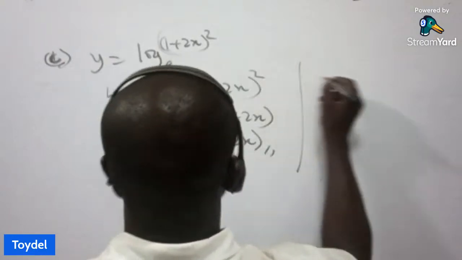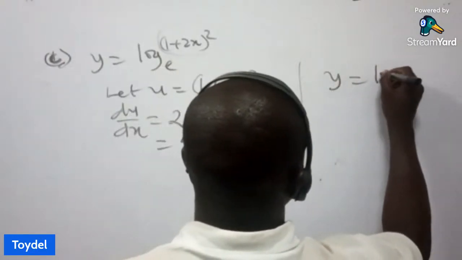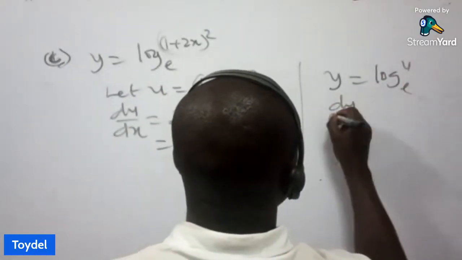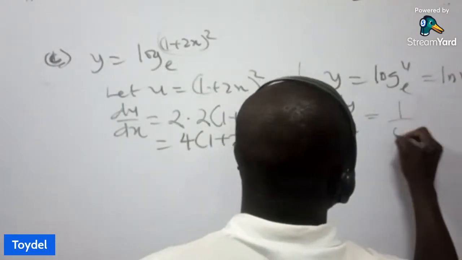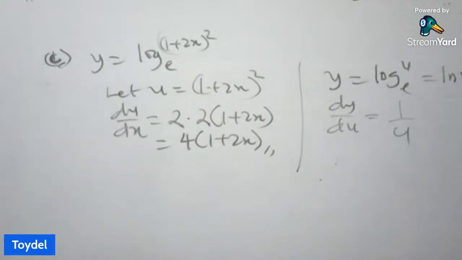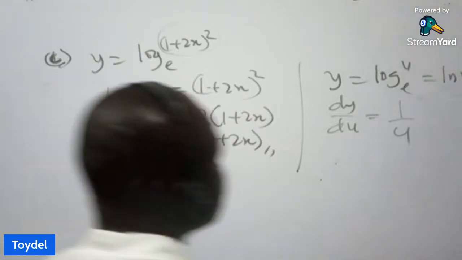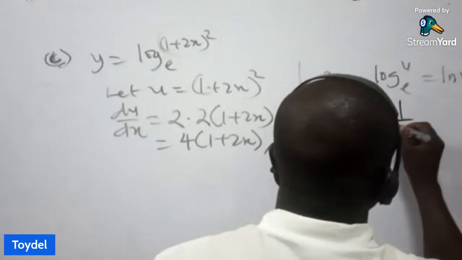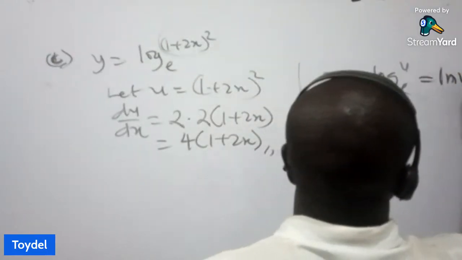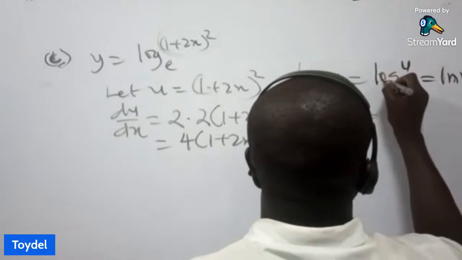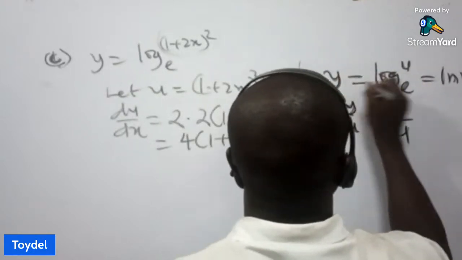Then here I will have y equal to log u, base e. So dy/du, which is the same thing as ln u, will be 1 all over u. And that's what we are going to get. So dy/du will be 1 all over u. From the inception, we have said that. So here we are going to have 1 all over u. So y is equal to this.